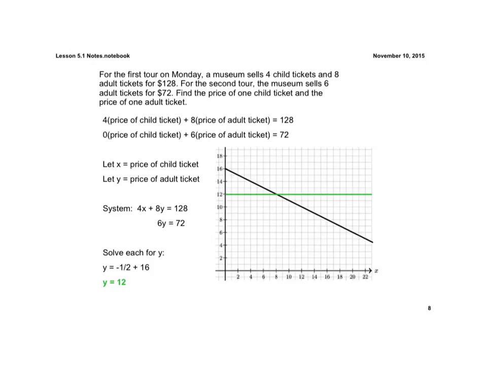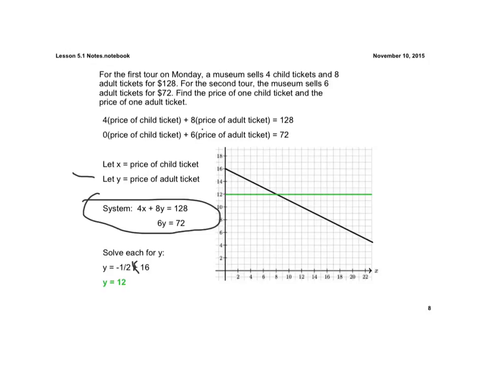We have 4 times the price of a child ticket plus 8 times the price of the adult ticket equals $128. The second scenario is we had 0 child tickets plus 6 times the adult ticket price is equal to 72. Well, if we let x equal the child ticket price and y equal the adult ticket price, we set up this system now. 4x plus 8y equals 128, and 6y equals 72. If I solve each of these for y, I now have them in slope-intercept form, and this should be a -1/2 x there. And now I graph.